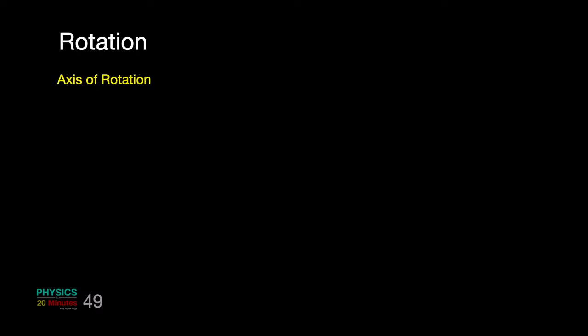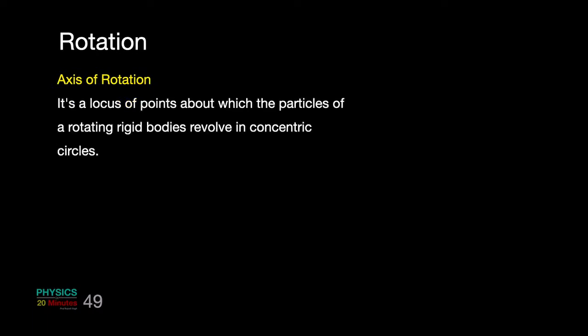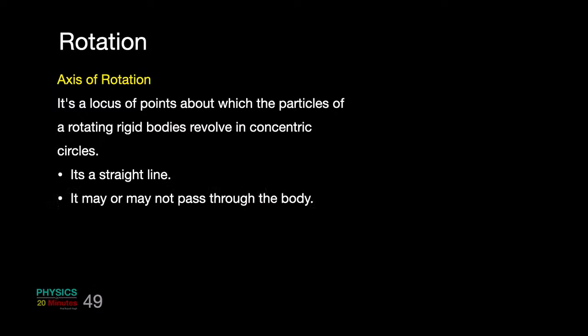Now, whenever bodies rotate, there will always be some set of points which don't move, and around those points the body can be seen to be moving in concentric circles. All the particles of the body will move around that locus of points in concentric circles. The locus of such points is called the axis of rotation. It's a straight line and it may or may not pass through the body.